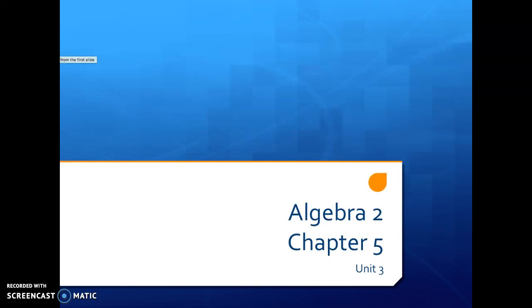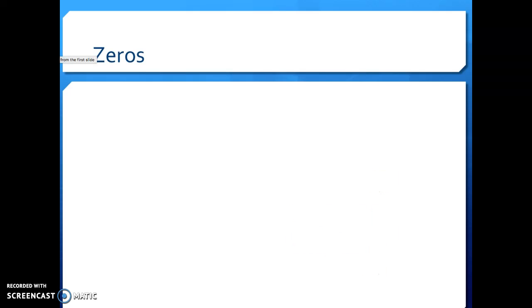This is Algebra 2, Chapter 5, Unit 3. Now we're going to look at zeros. Zeros are the points at which the function intersects the x-axis.